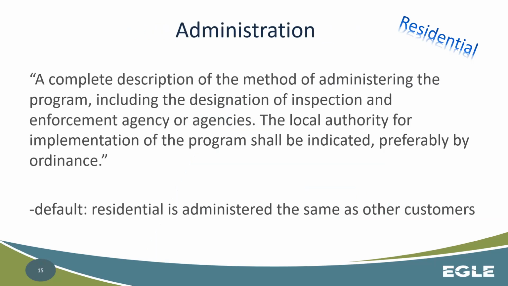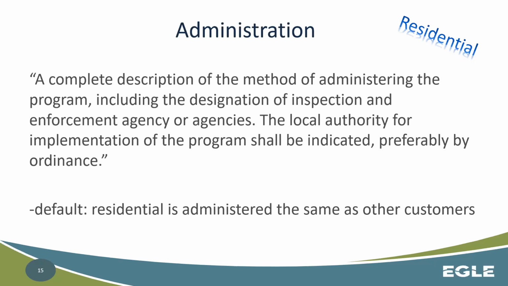So for the administration of your cross-connection control program, we have an excerpt. Again, this is what we're looking for per Act 399. What are you going to have to do? You should have a complete description of the method of administering the program, including the designation of who, whether it's a single person, single agency, or multiple people or agencies involved, who are the people that should actually be carrying out your cross-connection program.